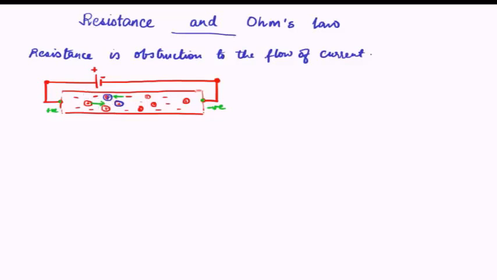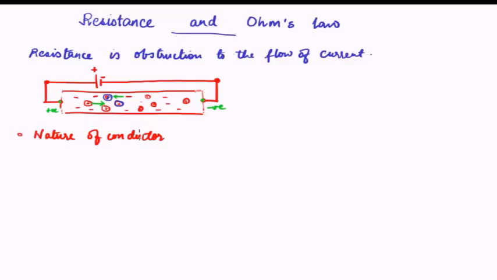Now that we have understood the concept, the physical reason behind the resistance, let us see the factors which will affect the resistance. The first factor is the nature of the conductor. What do I mean by the nature of conductor? The nature of the conductor basically defines what material the wire is made out of.